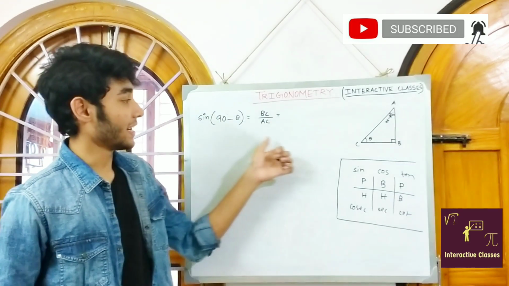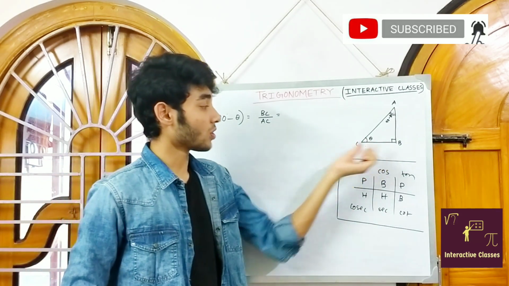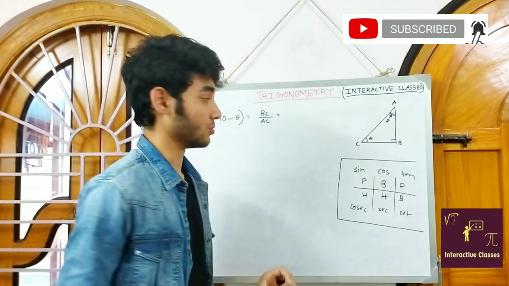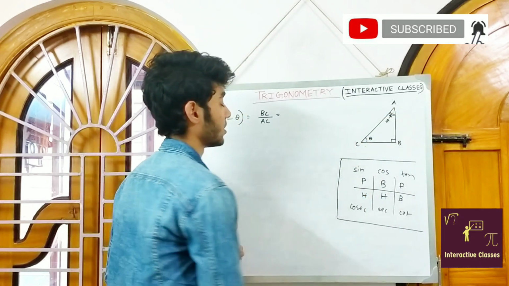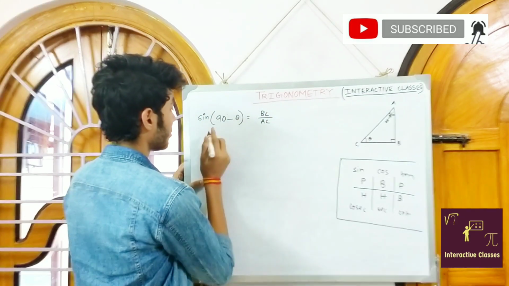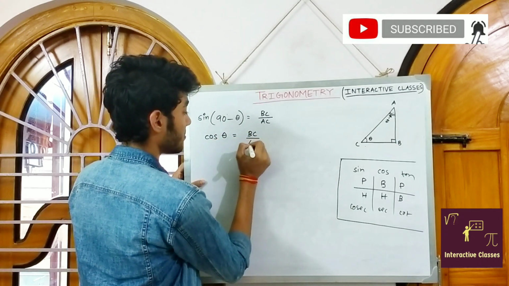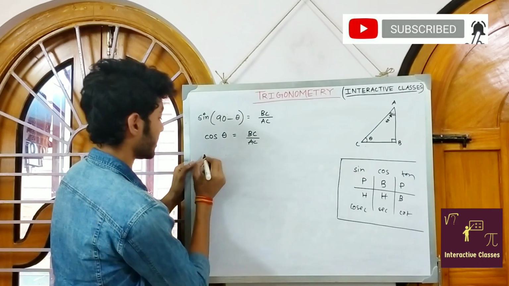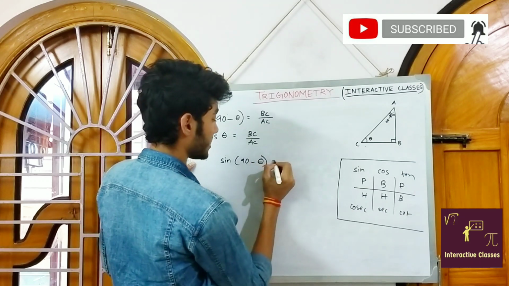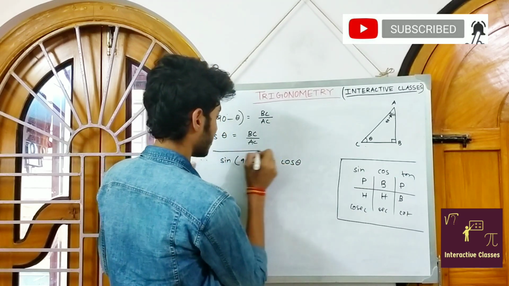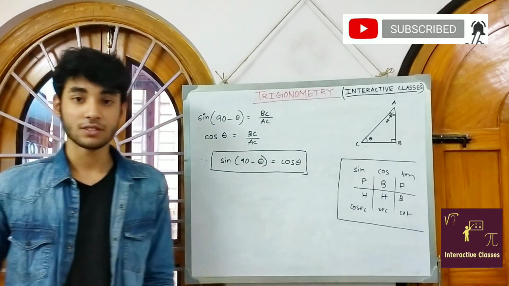Now from the angle C respect, we know that cos theta is nothing but base by hypotenuse. Here the base is BC and the hypotenuse is AC. So cos theta is also BC by AC. So by comparing, we can say sin 90 minus theta is nothing but cos theta. So this one is the first formula.